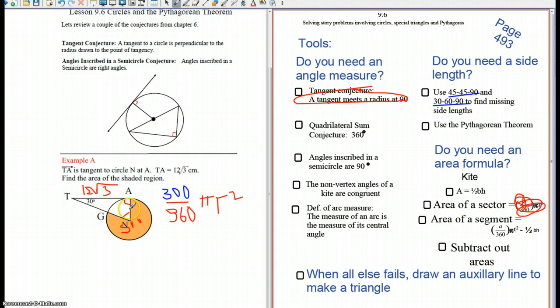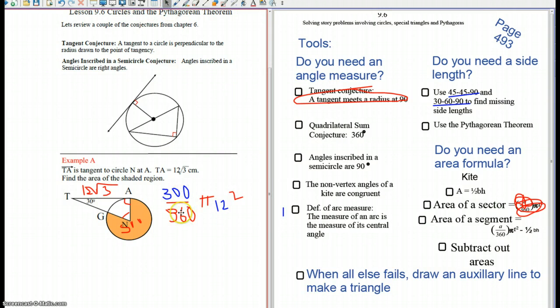And the conjecture says that the short side times square root 3 will give you that long leg. Well, here's the long leg. It's 12 square root 3. So I can work backwards to find the short leg. The short leg will be 12. That short leg happens to be my radius. So I know that I can erase r squared. I can replace the r with the number 12. And I now can solve theoretically for area.